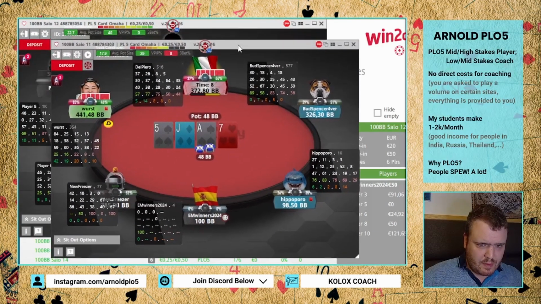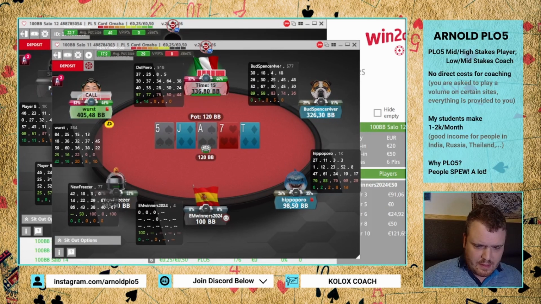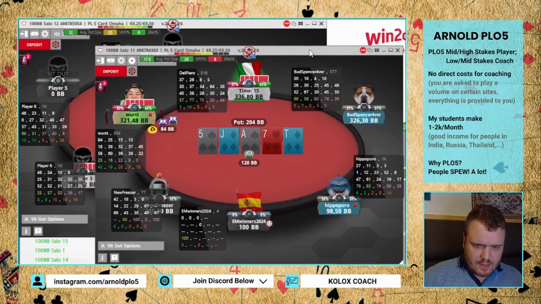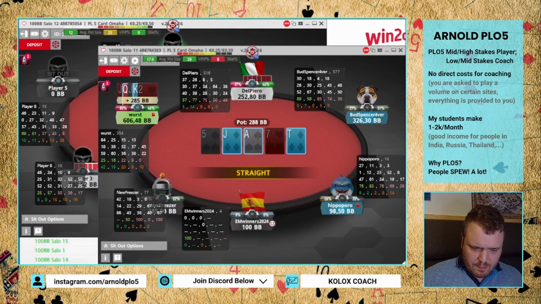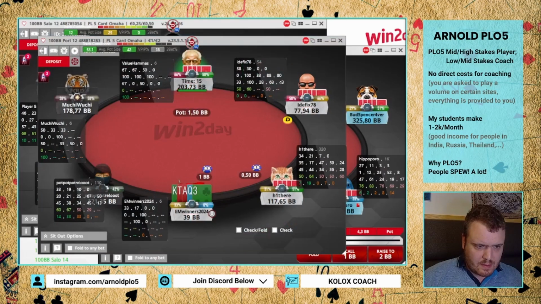So let's put this table here, this table there. I have more space here. This is the second table. In the third table, I want to play, let's see, it's this one.